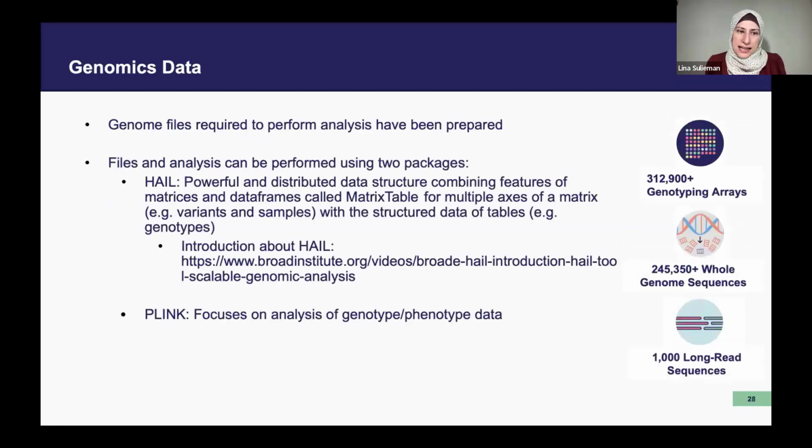We also have the genomics data. All the genomics files have been processed, and all the QC steps have been applied, so you don't have to worry about spending a lot of your credits on preparing the data. The files have been prepared for you. All you have to do is use either Hail or Plink to read the file, read the variants, and extract the information that you need to run your GWAS analysis or any genetic analysis that you want to do.